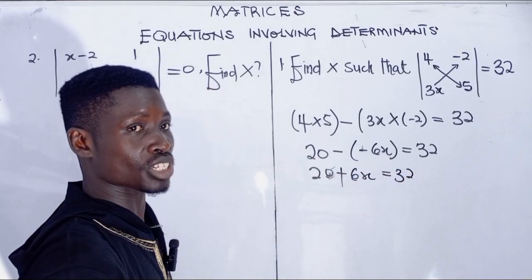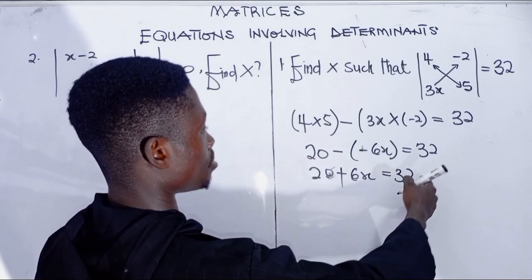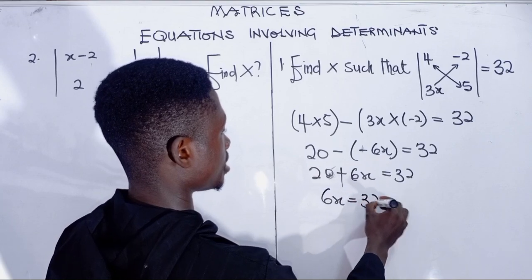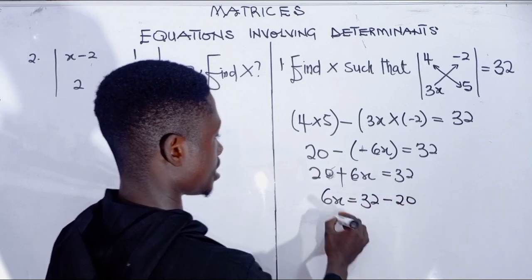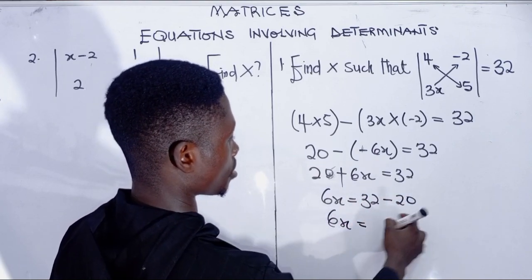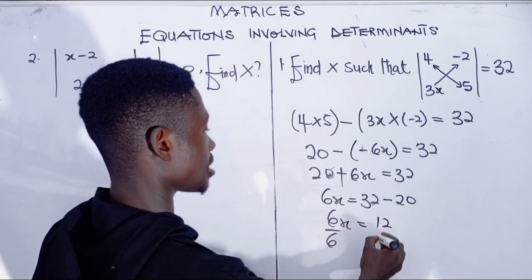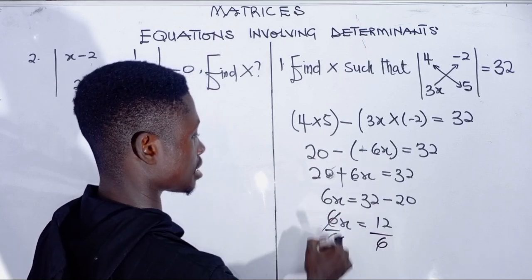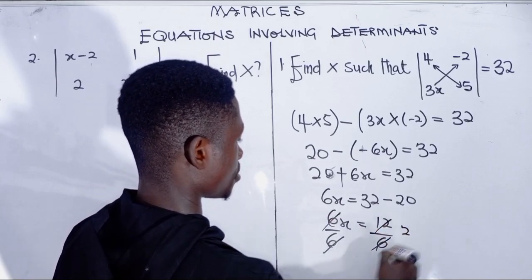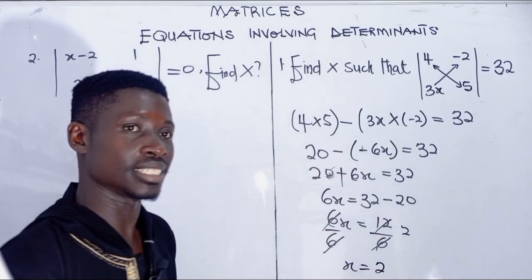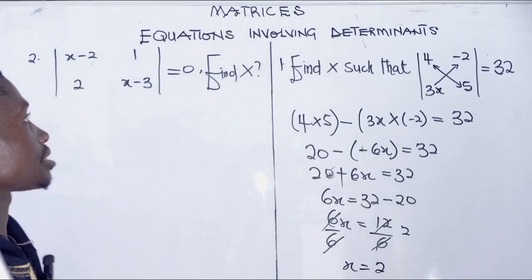So let's do some transposition here. The 20 will move to the right hand side. We'll be left with 6x is equal to 32 minus 20. We have 6x is equal to 12. We are looking for x, so let's divide both sides by 6. This will cancel this. 6 into 12 we have 2. So we can say that our x is equal to 2. As easy as that.